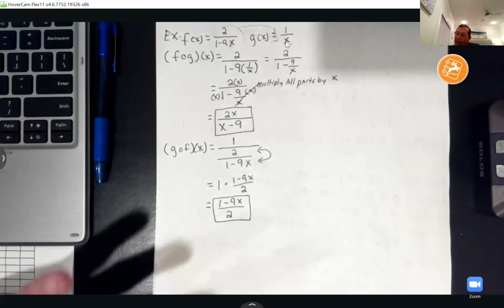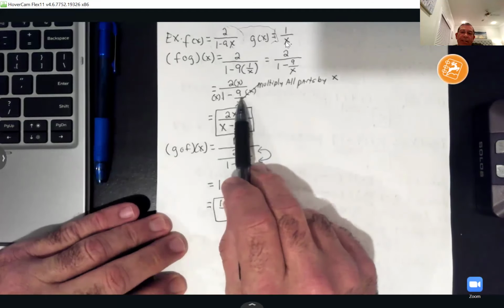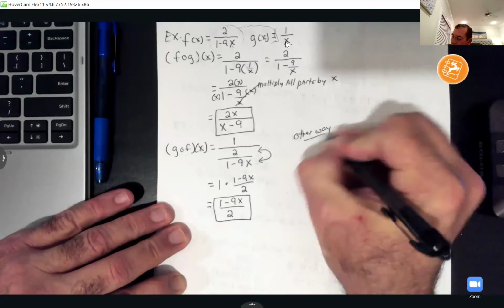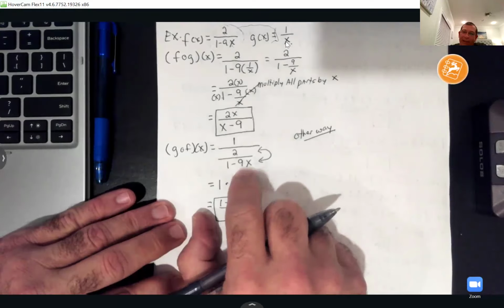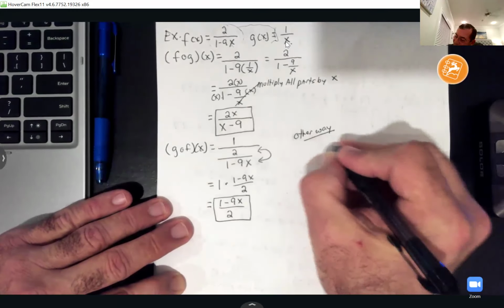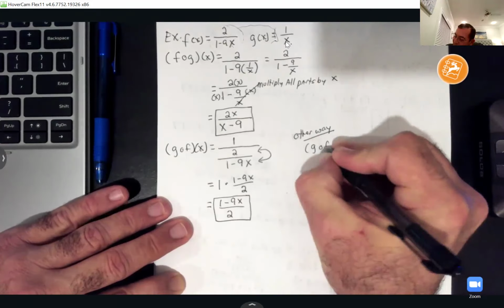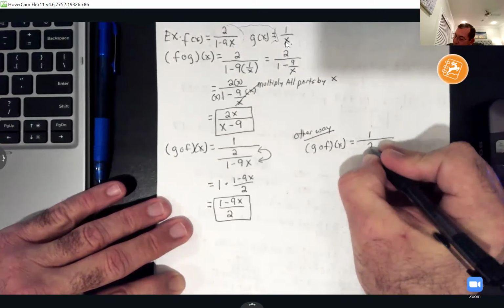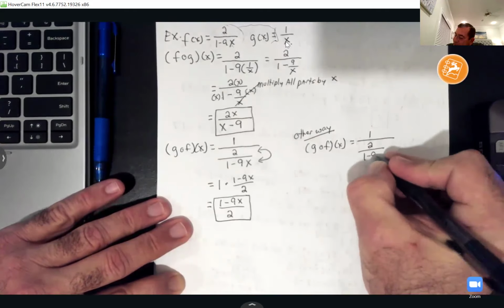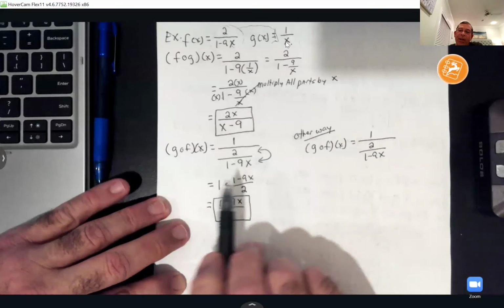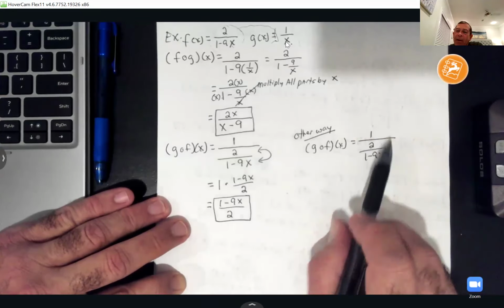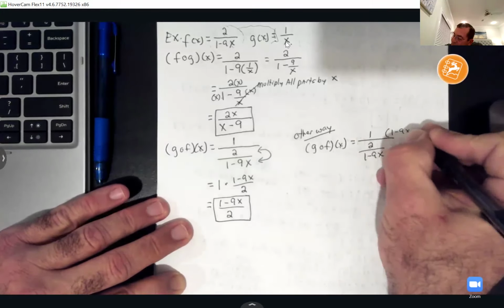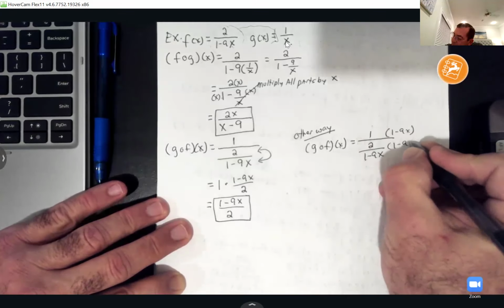Now, I'm not going to lie, I could have done that one in this style. So let me show you the other way I could have done that one, because I don't want you to think this way doesn't work on this one, okay? So say I had g of f of x equaled 1 over 2 over 1 minus 9x. Now I'm going to show you, I can multiply top and bottom by the 1 minus 9x. So watch this. Multiply top and bottom by 1 minus 9x.